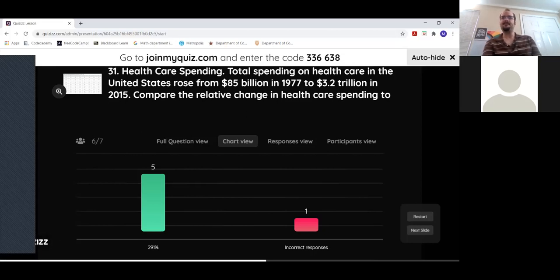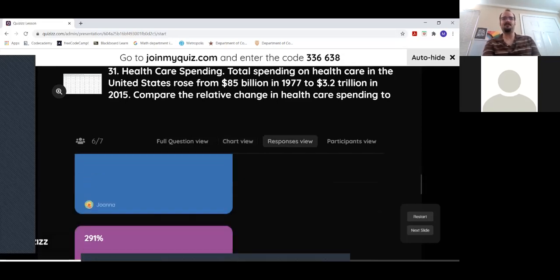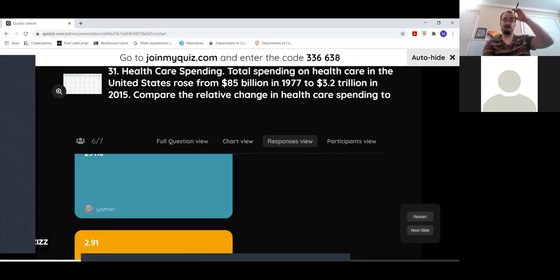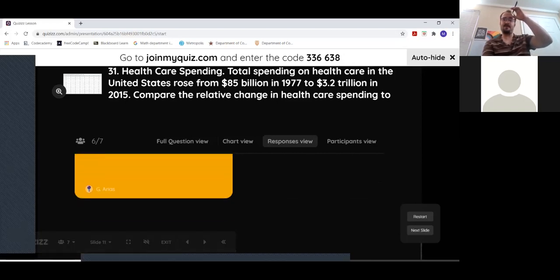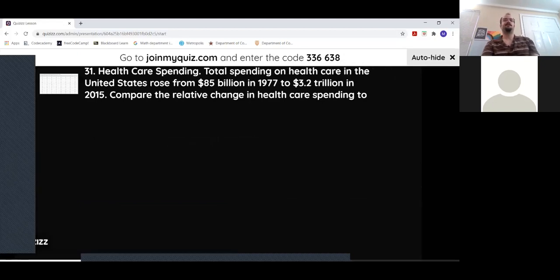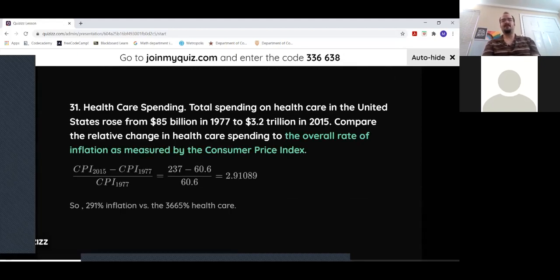$291. All right, let's say 291, or 2.91. Yeah, just convert it to percent. So when I subtract these two CPIs and divide them, I'm going to get 291%. So the book says to compare this to the healthcare. So our inflation was 291%.